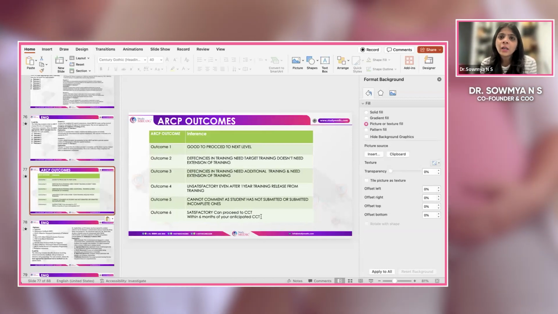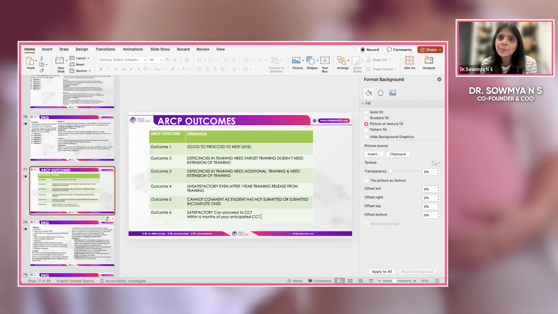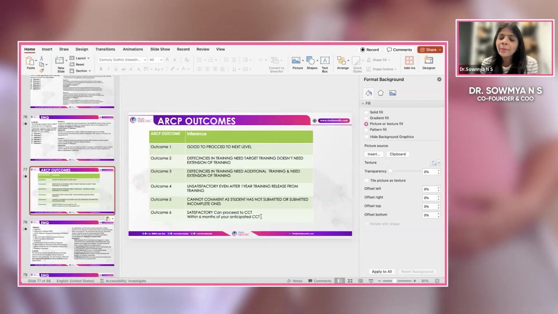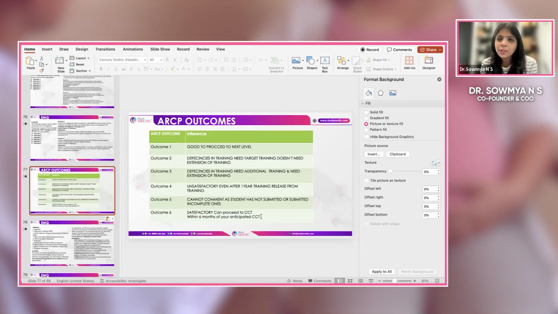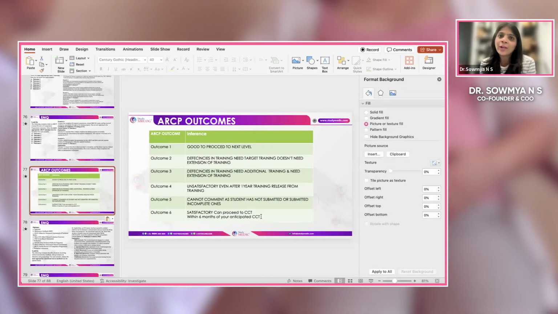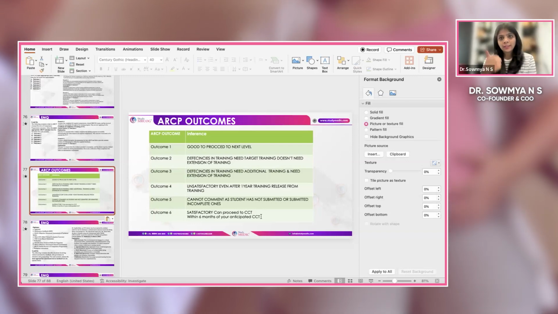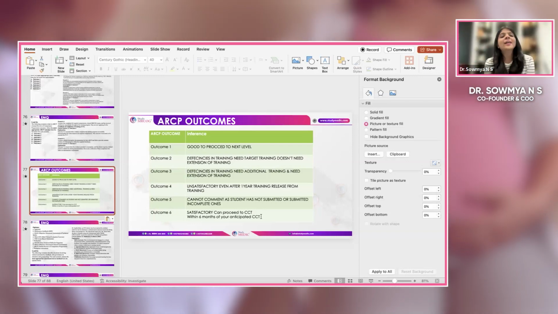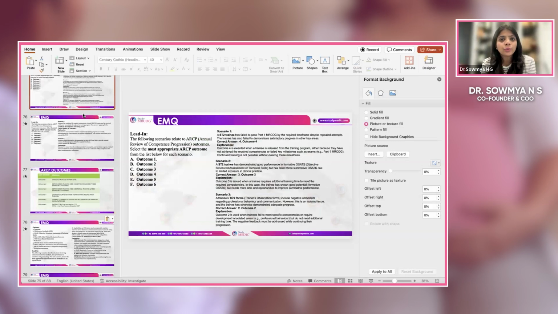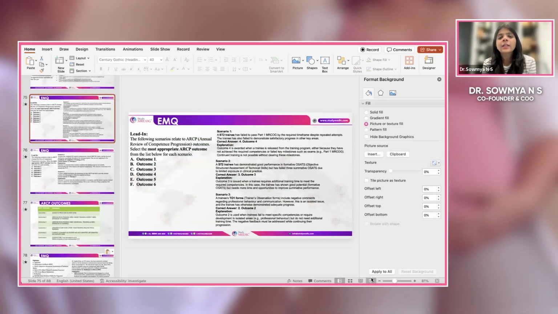Outcome 5, you have submitted for ARCP, which you need to do every year, but the documentation is missing, so they cannot come to a conclusion. So they would ask you to resubmit. And then outcome 6 is a very good one where you are going to be a consultant. So let's see my answers.